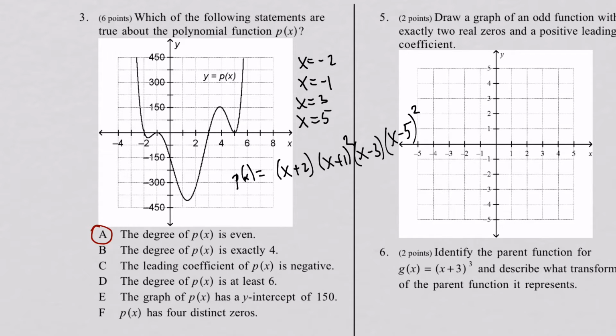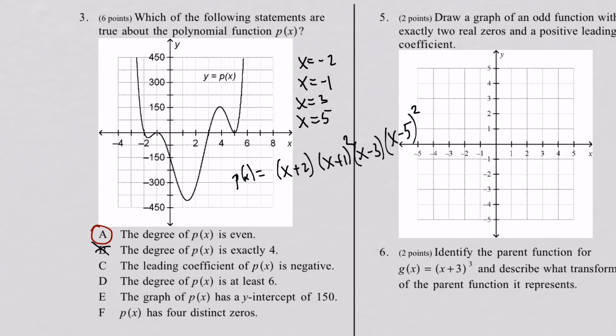So now we can answer the next question. It says the degree of the function is exactly 4. And now if you look at what we wrote here, that's not true. Because this is x to the 1, x squared, x to the 1 power, x squared. If you put them all together, that's x to the 6th. At least, because remember, these could be bigger than 2. It could be 4, it could be 6. So it's at least x to the 6, maybe even bigger than that. So it's not 4. You can cross that one out.